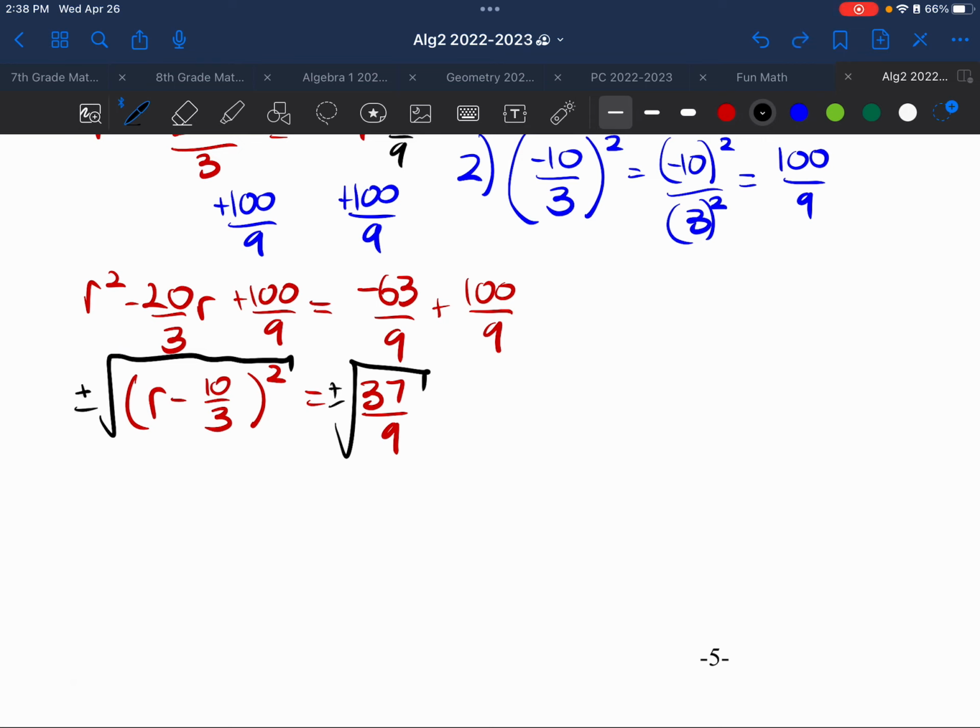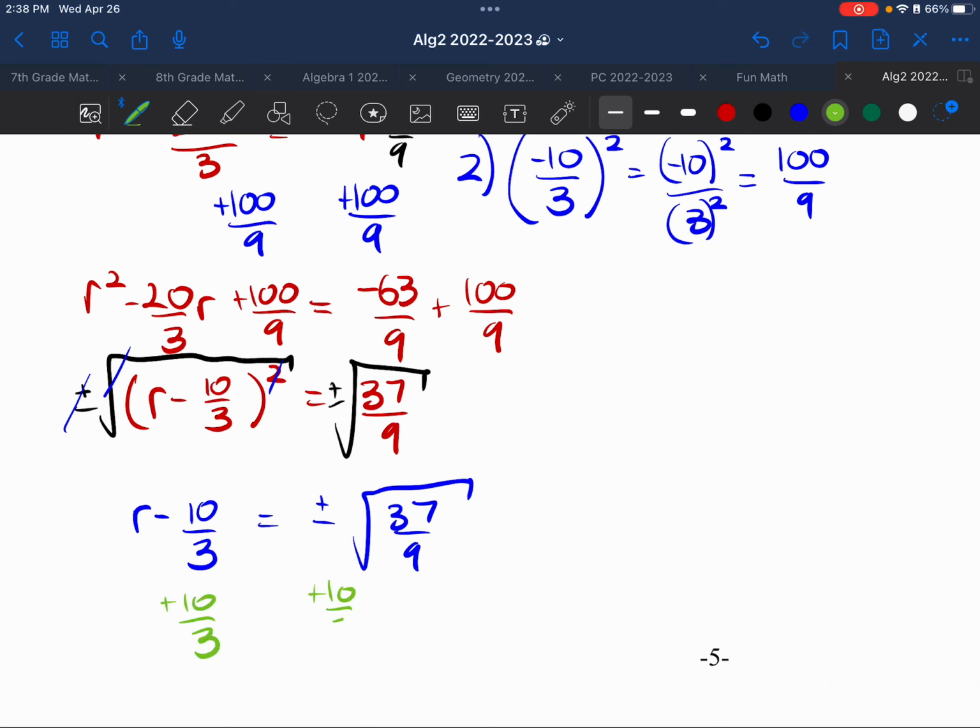I want to do it in a different color so it's easier to see. Cancel, and I'm left with r minus 10 over 3. That's going to equal plus or minus square root of 37 over 9. And then from there you add 10 thirds, plus 10 thirds, and I get r is equal to 10 thirds plus or minus the square root of 37 over 9. 37 can't be reduced. 37 over 9 definitely can't be reduced.